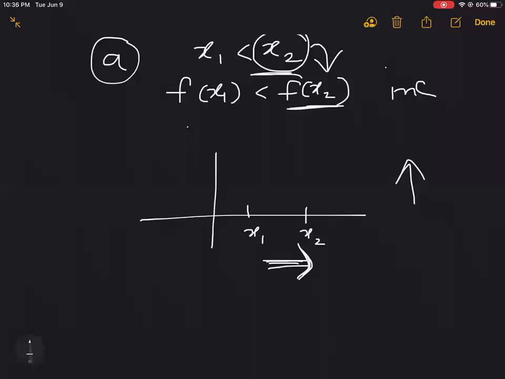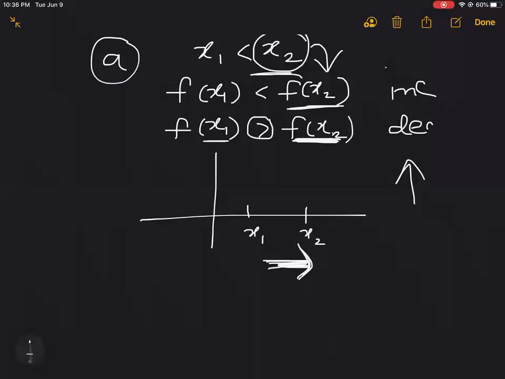If it's decreasing, that means you are going to your right on the x-axis, but the functional value of x is actually, as you can see, f of x2 is less than f of x1. So that means it's decreasing. Okay, and if it doesn't really change for whichever value you are taking, if it remains the same, we'll say it's a constant function. As simple as that.